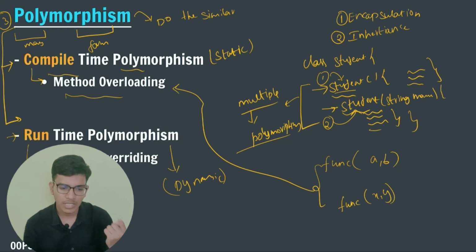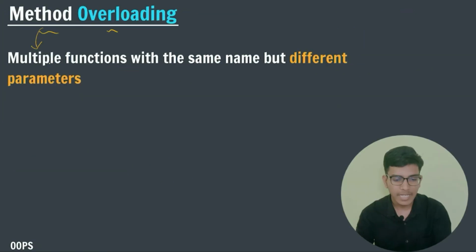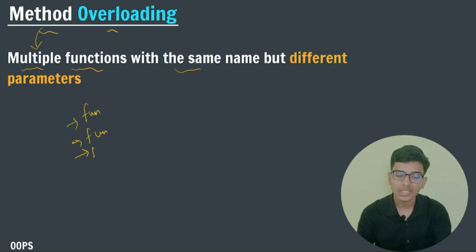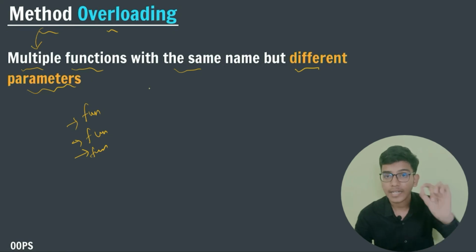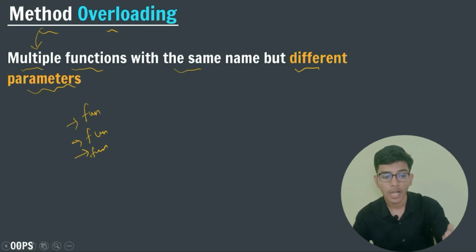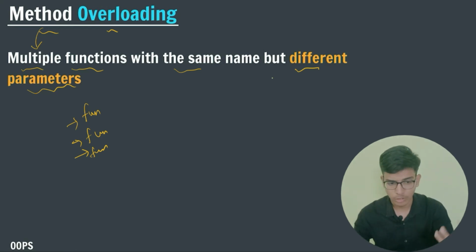Now let us talk about the two types of polymorphism, that is method overloading and method overriding. The meaning of method overloading is that we have multiple functions with the same name, that is function 1, function 2, function 3. The name of the function is same, but the only change is the parameters which we are sending are different. That kind of example is known as method overloading.